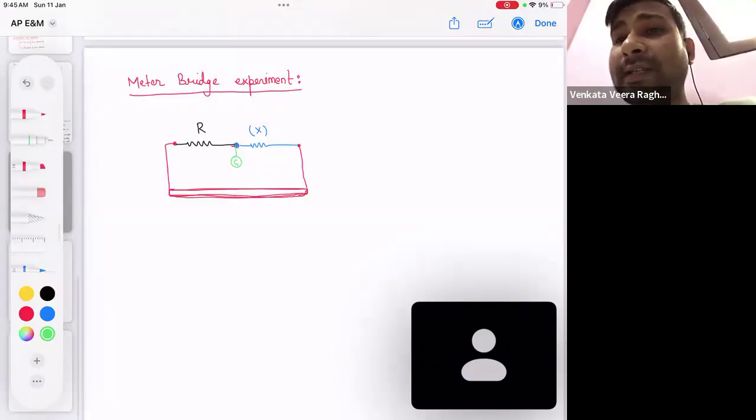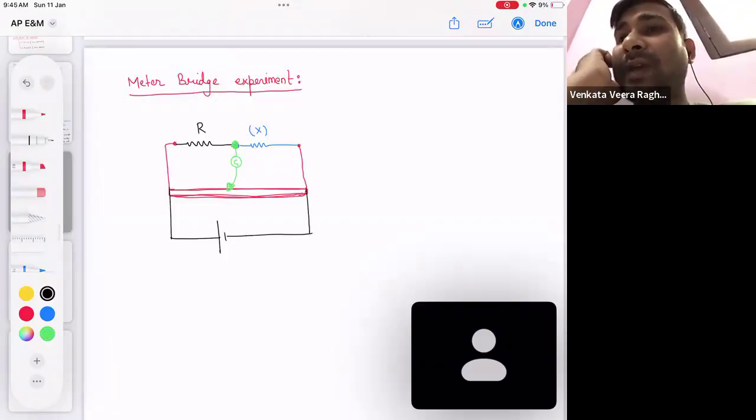So we connect it here like this, and of the galvanometer's two ends, one is fixed and the other is movable, which you can move along the wire. And this whole arrangement is connected to a battery.